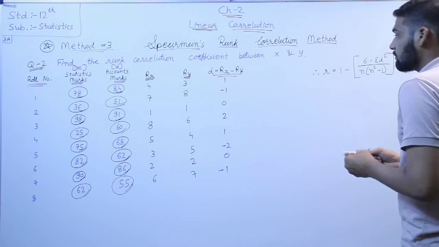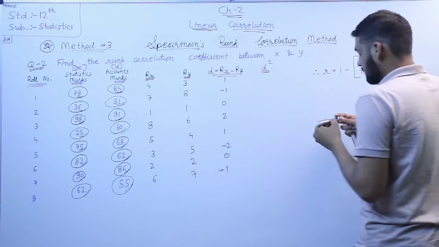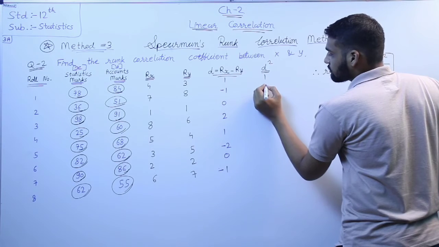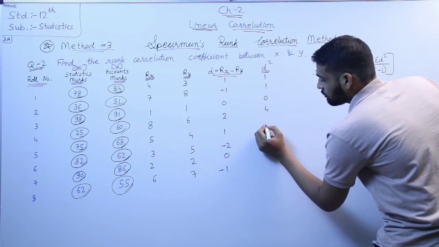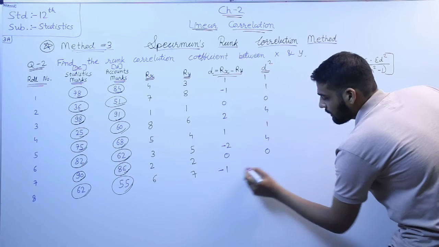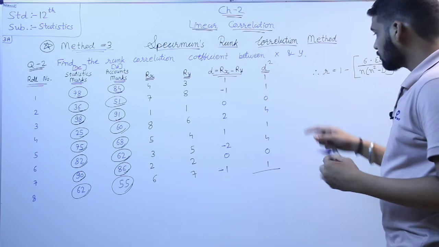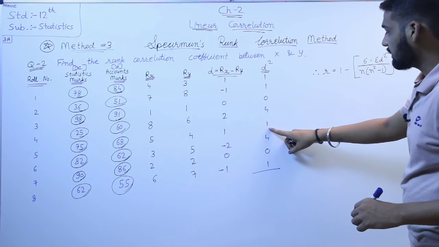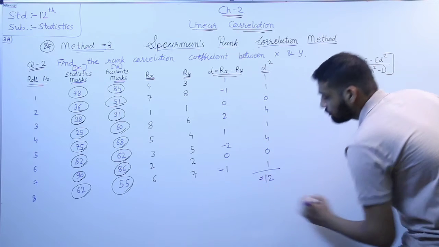Okay students, on the basis of this column we can easily find the D square column. How to find the D square column? 1 whole square is 1, minus 1 whole square is also 1, 0, 0, 2 whole square is equal to 4, 1 whole square is 1, minus 2 whole square is 4, 0 whole square is 0, minus 1 whole square is 1. Now we add this column: 1 plus 1 is 2, 2 plus 4 is 6, 6 plus 1 is 7, 7 plus 4 is 11, 11 plus 1, that means our total sigma D square is equal to 12.